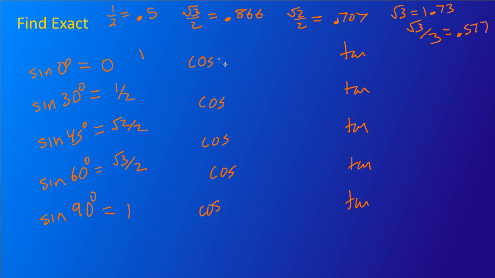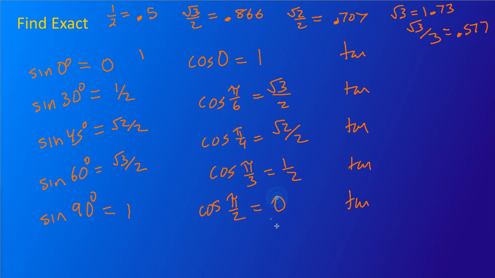So I'll do cosine now in radian mode. So it would be 0, pi over 6, pi over 4, pi over 3, pi over 2. So the cosine of 0 is actually 1. The cosine of pi over 6 is going to be root 3 over 2. The cosine of pi over 4 is root 2 over 2. The cosine of pi over 3, that is a half. And the cosine of pi over 2 is 0.